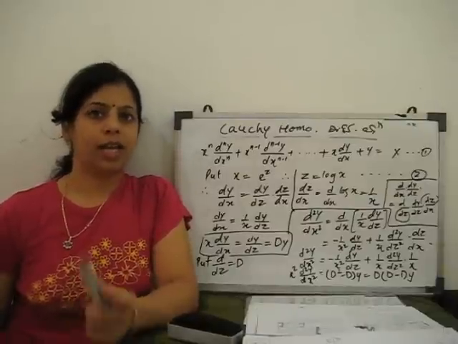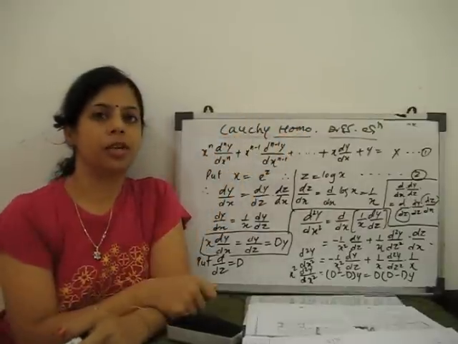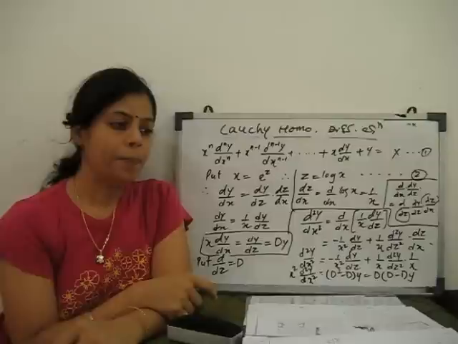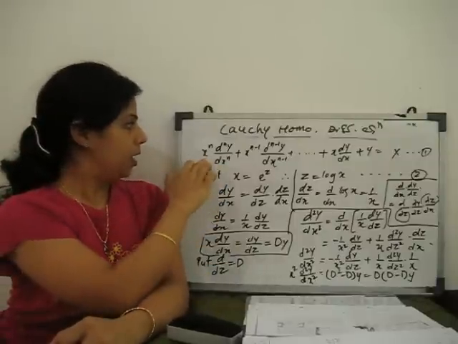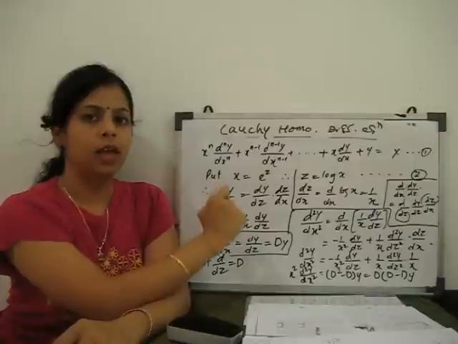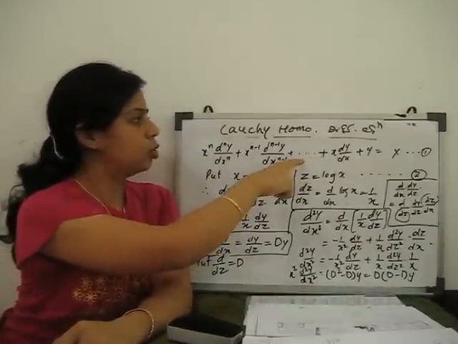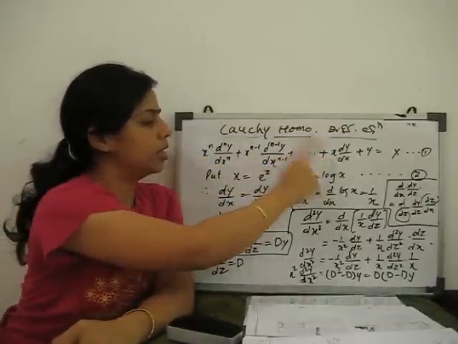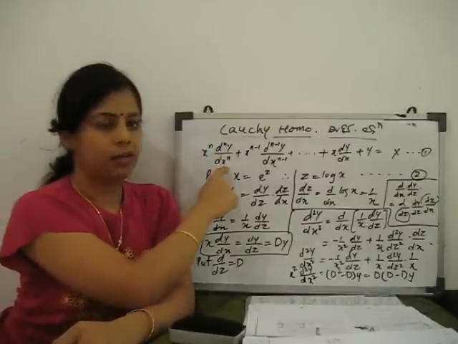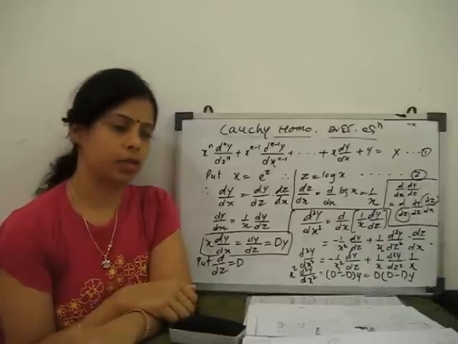And welcome to our next video, where we discuss Cauchy's homogeneous differential equation. Cauchy's homogeneous differential equation is one where we have an x coefficient with our dy by dx. So our equation looks like this: every term containing x has the same power as the derivative. And the right-hand side is always a function of x only.